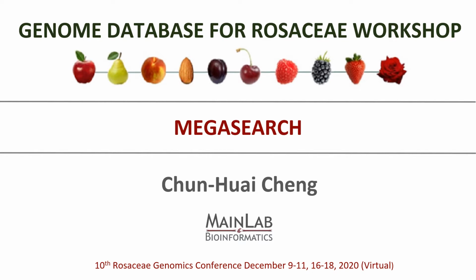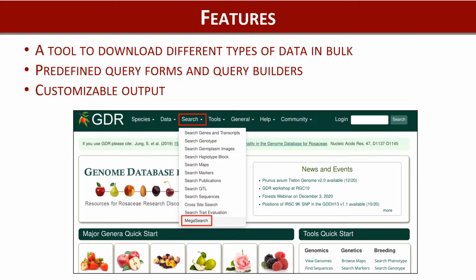Today I'd like to introduce you to a new tool we developed for GDR. Its name is MegaSearch. MegaSearch is a tool to help you download different types of data in bulk. It has predefined query forms and query builders to help you locate the data of your interests. Once you find the data you are interested in, you can further customize the output and choose only the fields you want to include in your download.